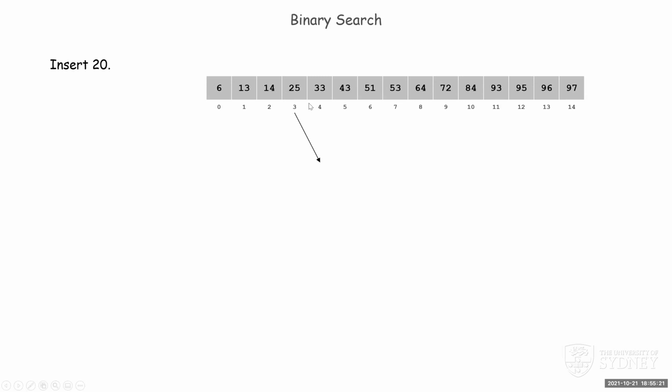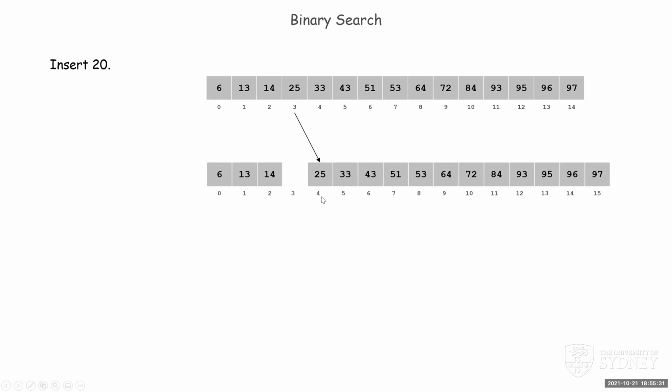So what does that mean? That simply means that we have to push all of this data that we have. So 97 should go into 15th position, 96 should go to 14th position. All of them should move. That is the first thing to understand, right? So this will take a huge amount of time.